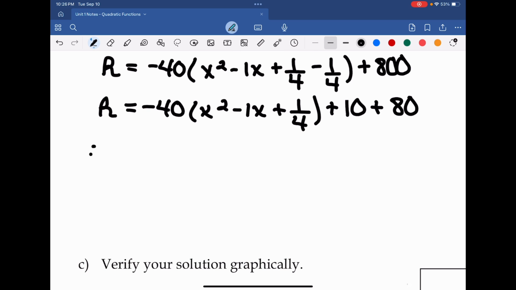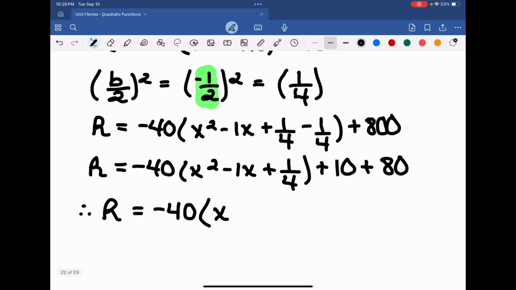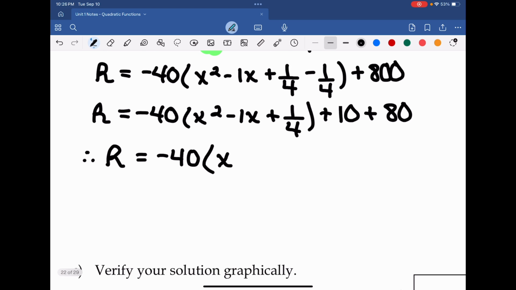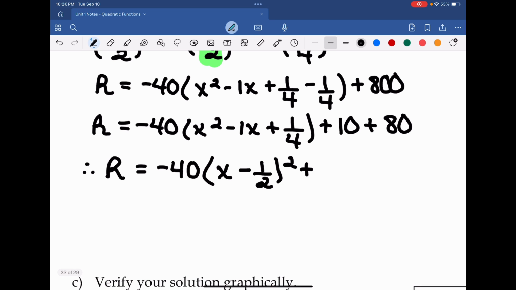All right, now here's where we wrap up our equation. The revenue is equal to negative 40 bracket x. We go to our highlighted term of negative 1/2, or the b divided by 2. So this is going to be negative 1/2 squared. And then on the outside, it's plus, and instead of 880, I should say 800, which makes the revenue 810.